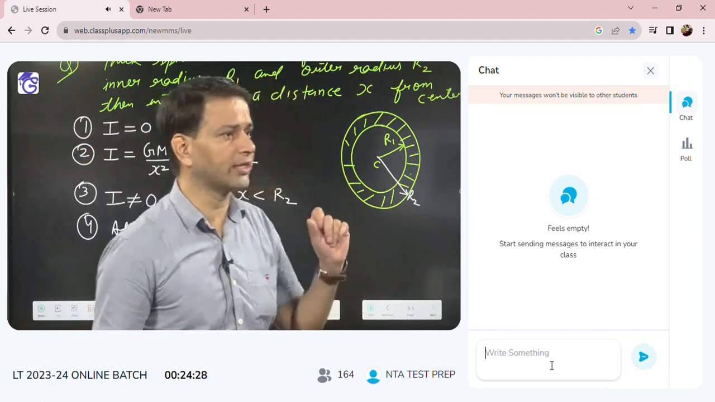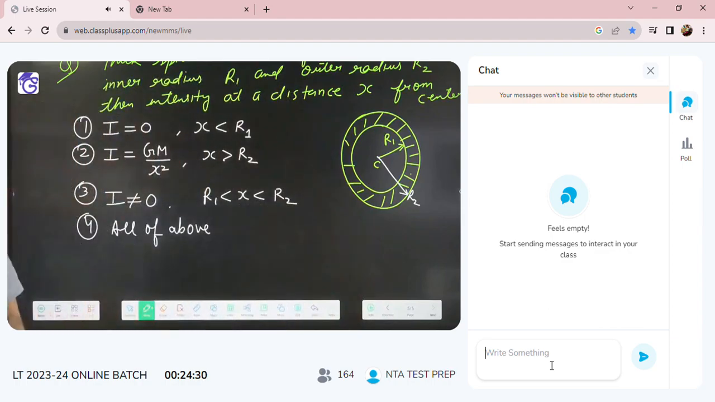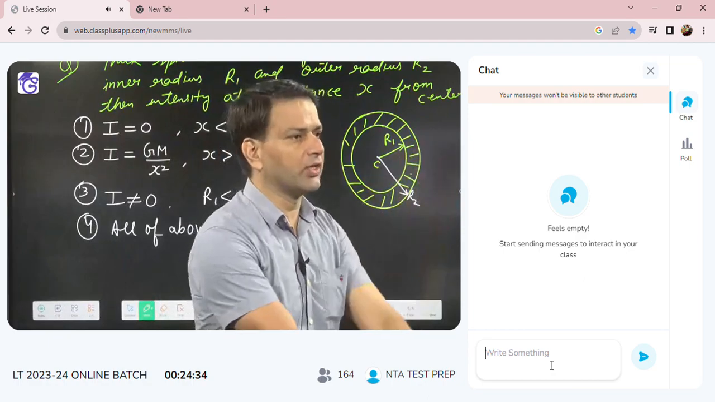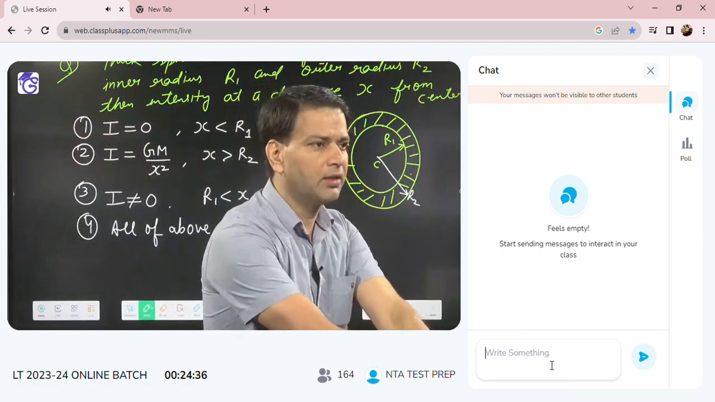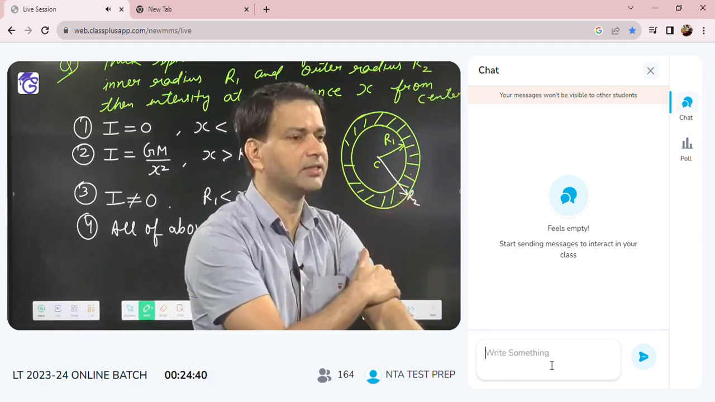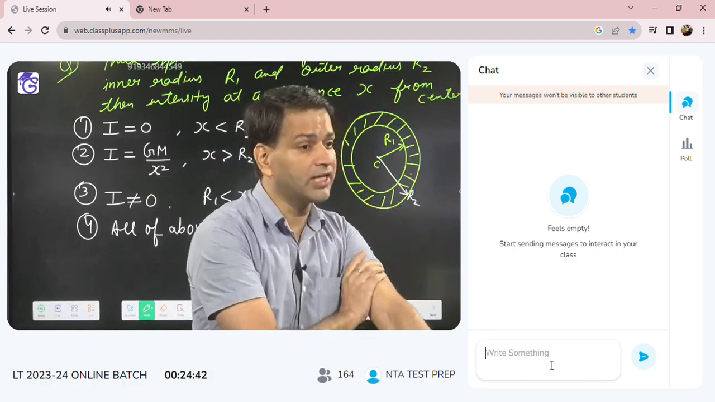The first option I gave: I is equal to 0 when x is less than r1. So for the first option, you can check: x less than r1 means where is the point? The inner radius is r1, so x less than r1 means the point is inside the shell. Inside the shell, what is the intensity? 0.